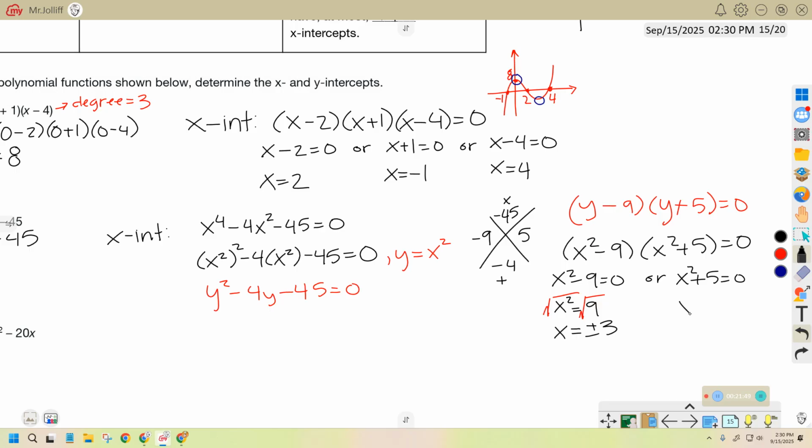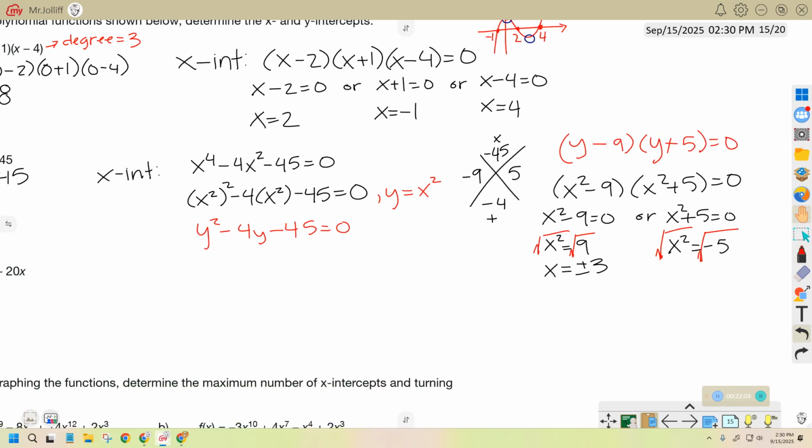I have to subtract 5 from both sides. I have to take a square root. Am I allowed to take square roots of negatives? No. So these are non-real roots of the polynomial. They don't show up in the graph. They exist, but not in the graph. Correct.